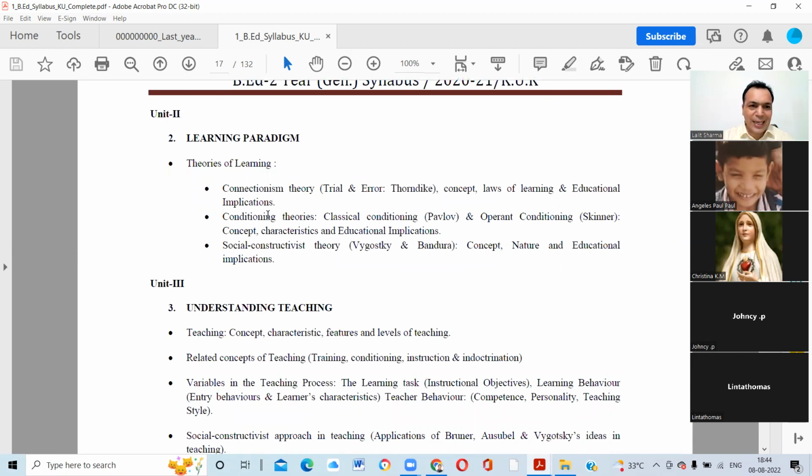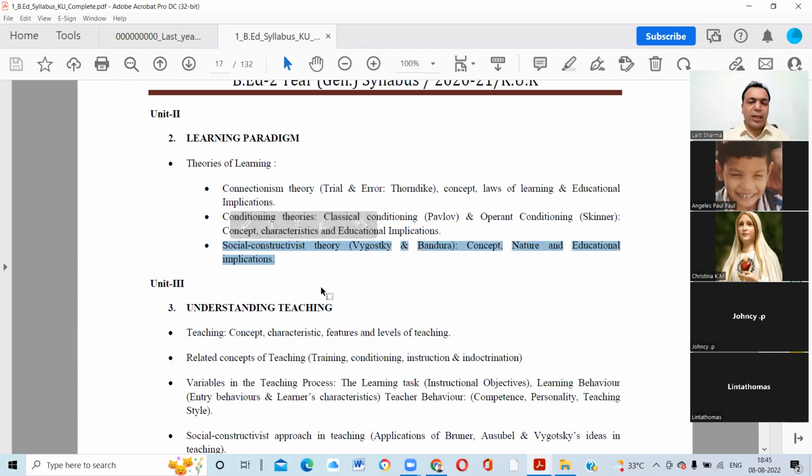In the second unit, there are 4 theories of learning. One is the trial and error theory. Second is the classical conditioning theory. Third is the operant conditioning theory. There is a difference between them. Classical conditioning theory was given by Ivan Pavlov, and operant conditioning theory was given by Skinner. Skinner experimented on a pigeon, and Pavlov experimented on a dog.